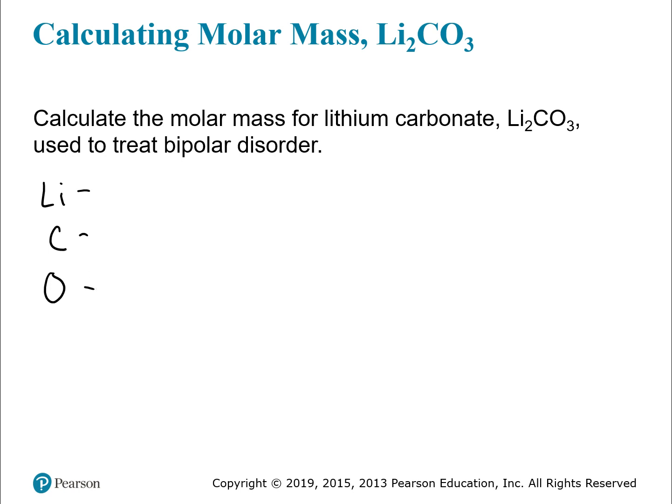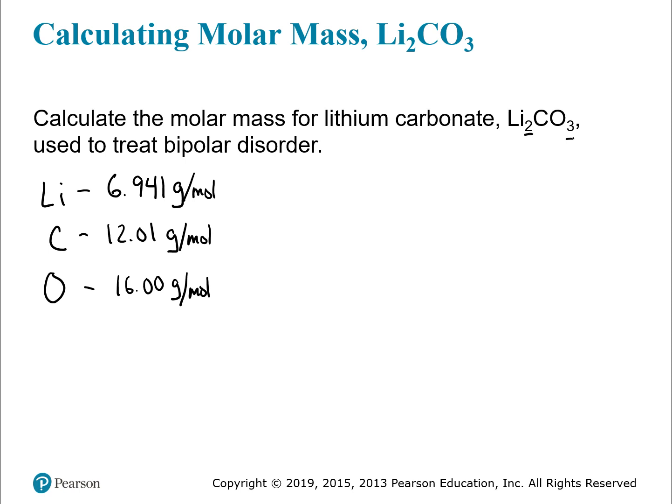When you look at the periodic table, depending on which one you use, you'll see 6.941 for lithium, 12.01 for carbon, and then the one that I posted has like 15.999. I believe the one in your book has 16.0. They're so close you're not going to see a big difference in your answer. So for every mole of each of these, that's the number of grams associated with it.